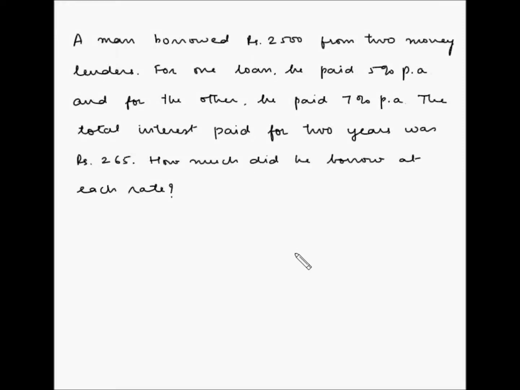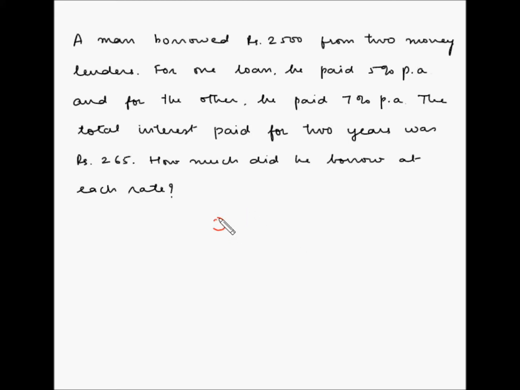A man borrowed rupees 2,500 from two money lenders. For one loan, he paid 5% per annum, and for the other, he paid 7% per annum. The total interest paid for 2 years was rupees 265. How much did he borrow at each rate?